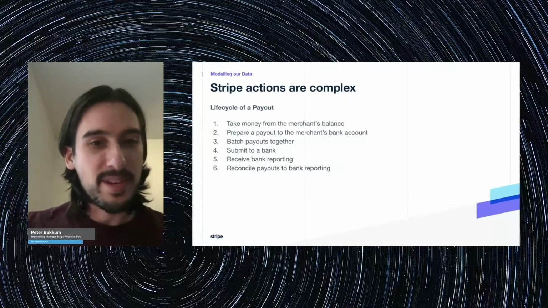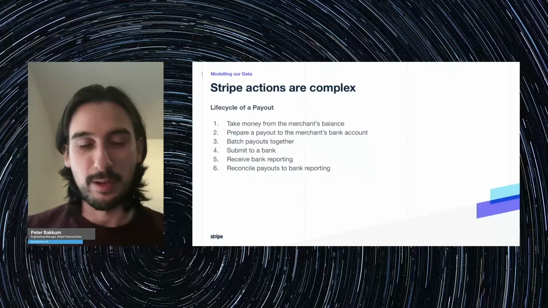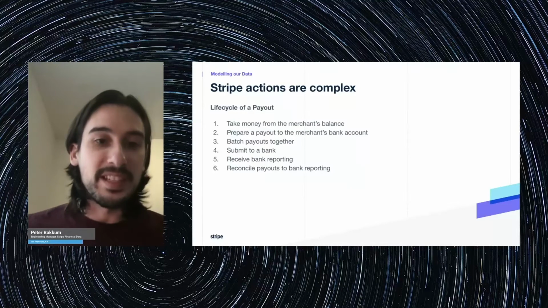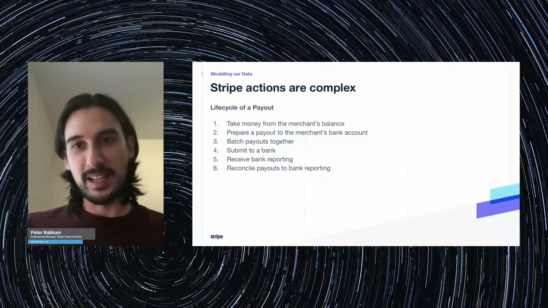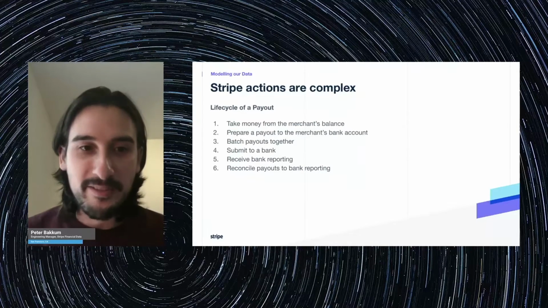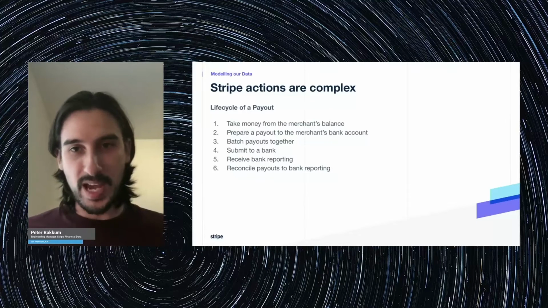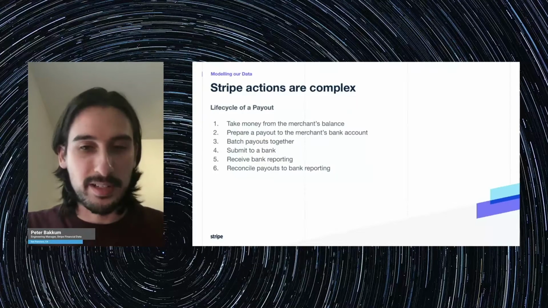So we need to take the money out of the merchant's balance. We need to create a payout. We need to batch these payouts together. We need to submit these payouts to a bank. We need to then receive reporting and confirmation back from the bank. And then finally, we need to reconcile the bank reporting back to the original payout that we wanted to create.